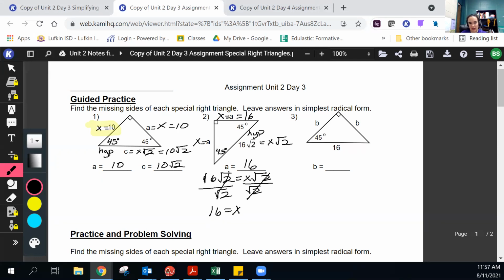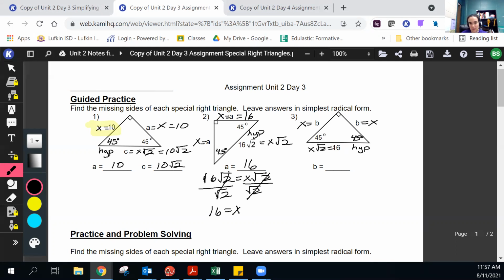And our last problem on the guided practice. Again, we have a 45, 45, 90 triangle. We know it again because we have a right angle, one 45 degree angle. That means the last angle is also 45 degrees. And we start by labeling our hypotenuse, which is 16, the side across from our right angle. And the hypotenuse in the 45, 45, 90 triangle is x times the square root of 2. That means that the other two sides are both x.